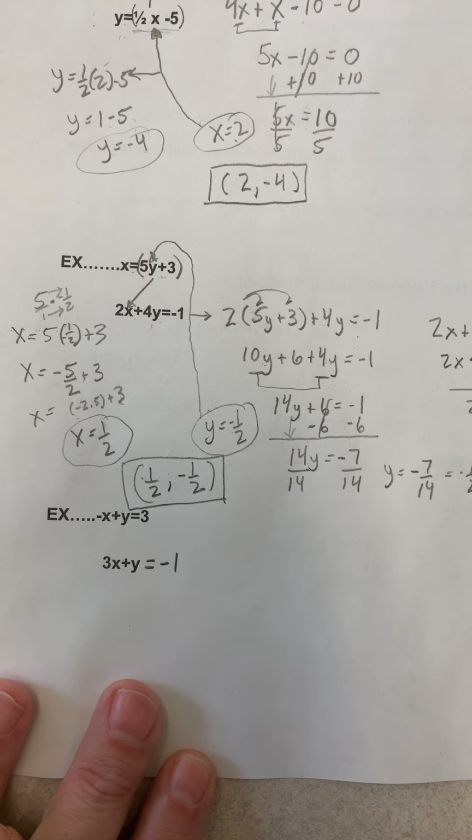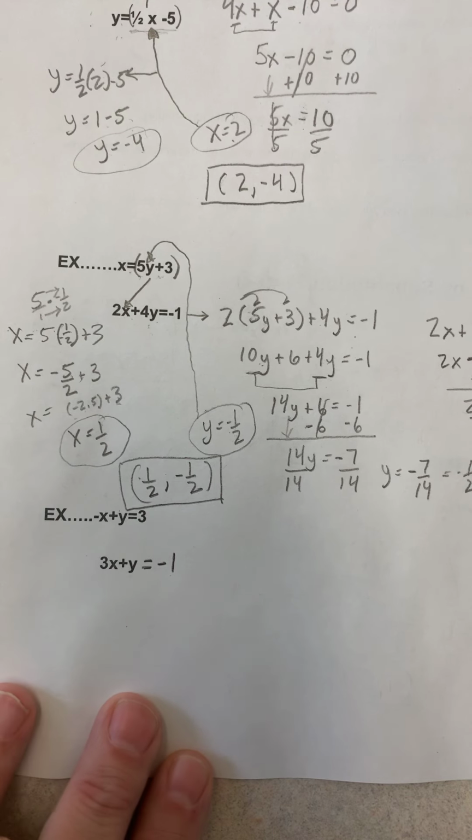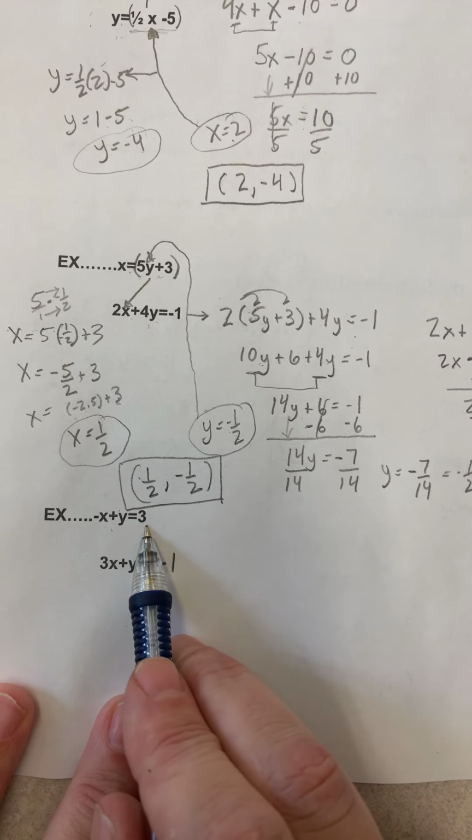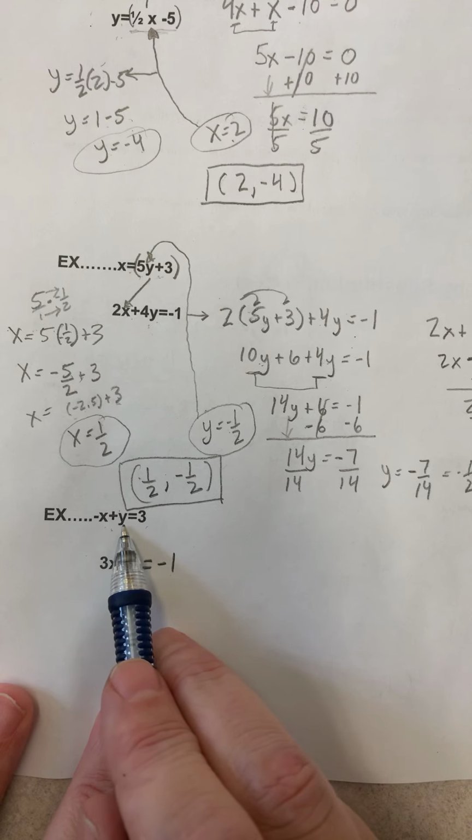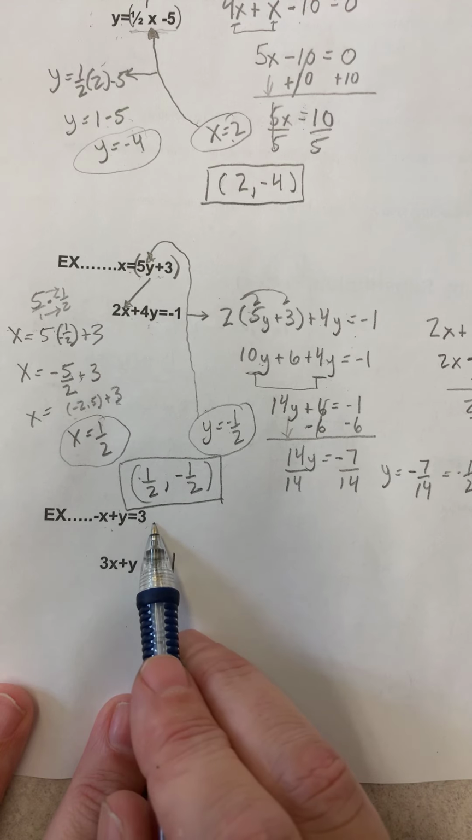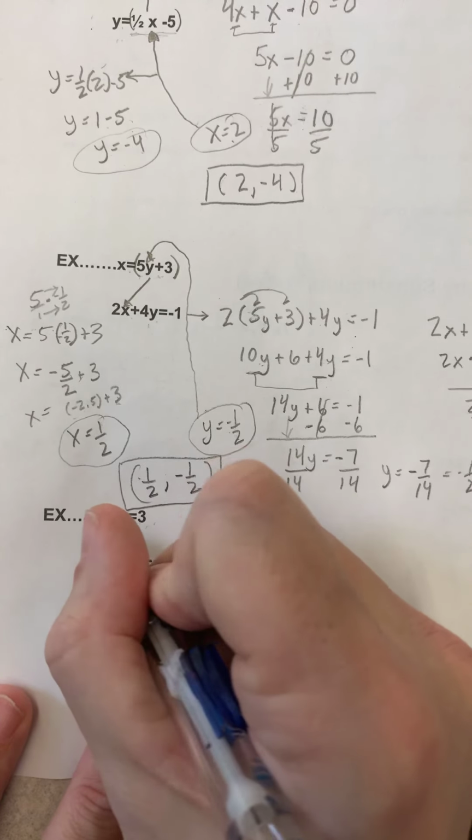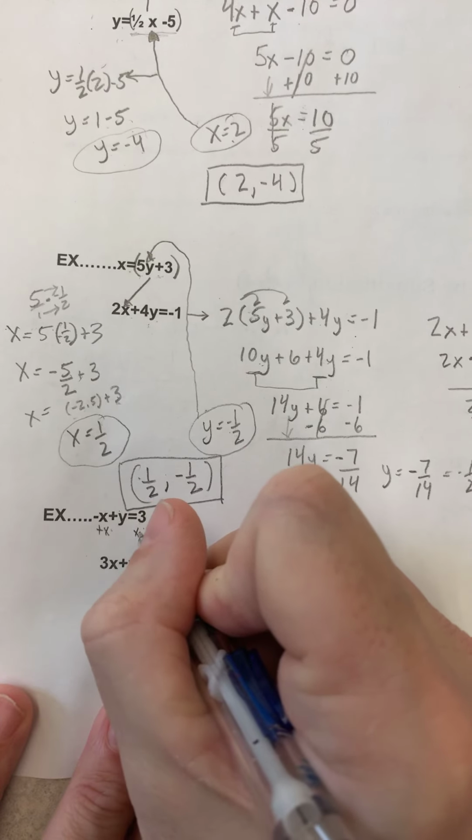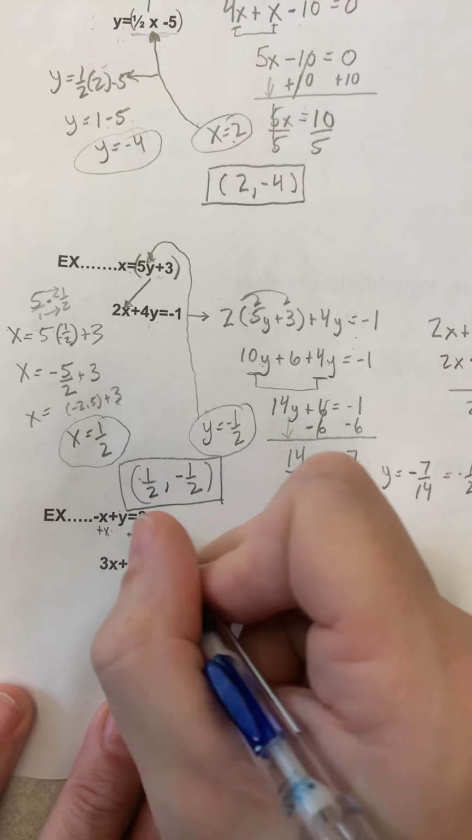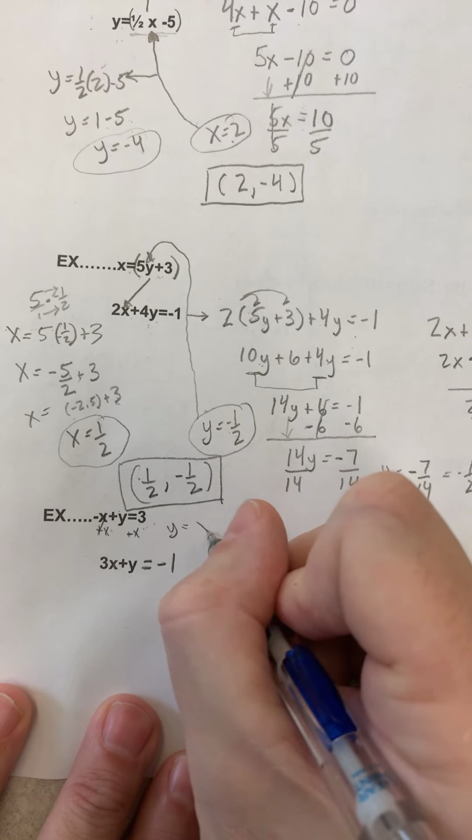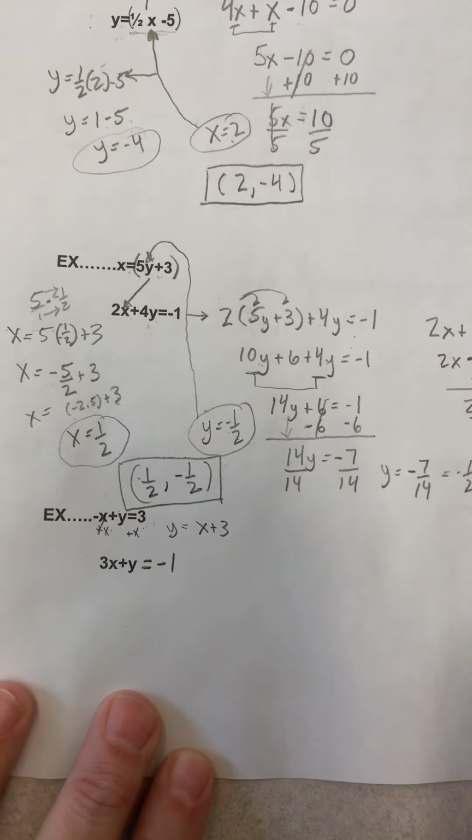I'm always looking for the easier, softer way. And the more of these that you do, the more you'll pick up on the easier way to do it. To me, to get this x over here would be the easiest, because then I have y is equal to a positive x plus 3. I'm going to add x plus x. That means y is equal to x plus 3.